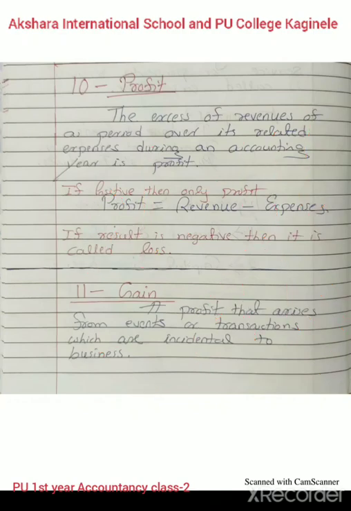The next one is a gain, a profit that arises from events or transactions which are incidental to the business, which are not part of the normal business. That term is called a gain.